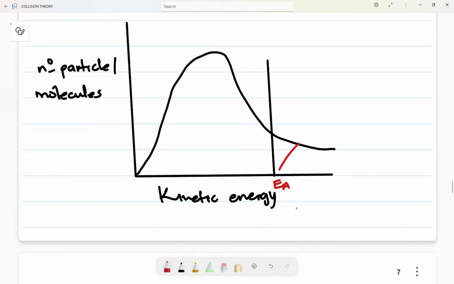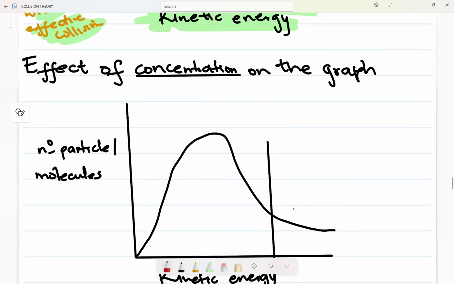But now, can you see? It means only these particles have effective collisions, right? But now we want to see the effect of concentration. Let's say now we add concentration. This one we remove. I doubt you will encounter a question where you remove the concentration. But I want to use a different color so that it shows different shapes.